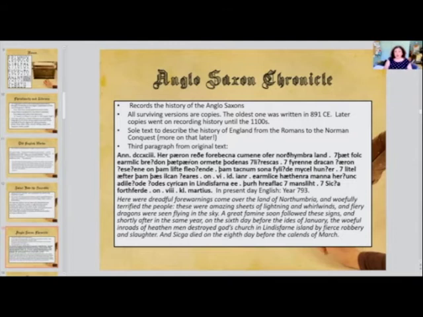But the raid that they're talking about specifically is against the monastery in Lindisfarne, which may be important if any of you have ever heard of the Book of Kells, which is a beautiful illustrated book that you can still see at Trinity College. Lindisfarne was a monastery famous for their illuminated manuscripts. So being attacked by Vikings was no joke. That was where the history of the country was living.